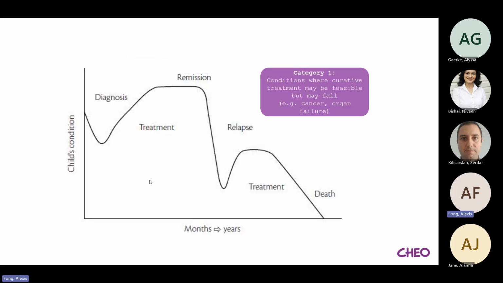So category 1 are patients who have conditions where curative treatment may be feasible but might fail. So cancer, organ failure, etc. You can see my mouse. The child's condition deteriorates at diagnosis, improves with treatment. They might be in remission, and they might continue to be in remission, but they may also relapse, require more treatment, and then are at high risk for premature death.